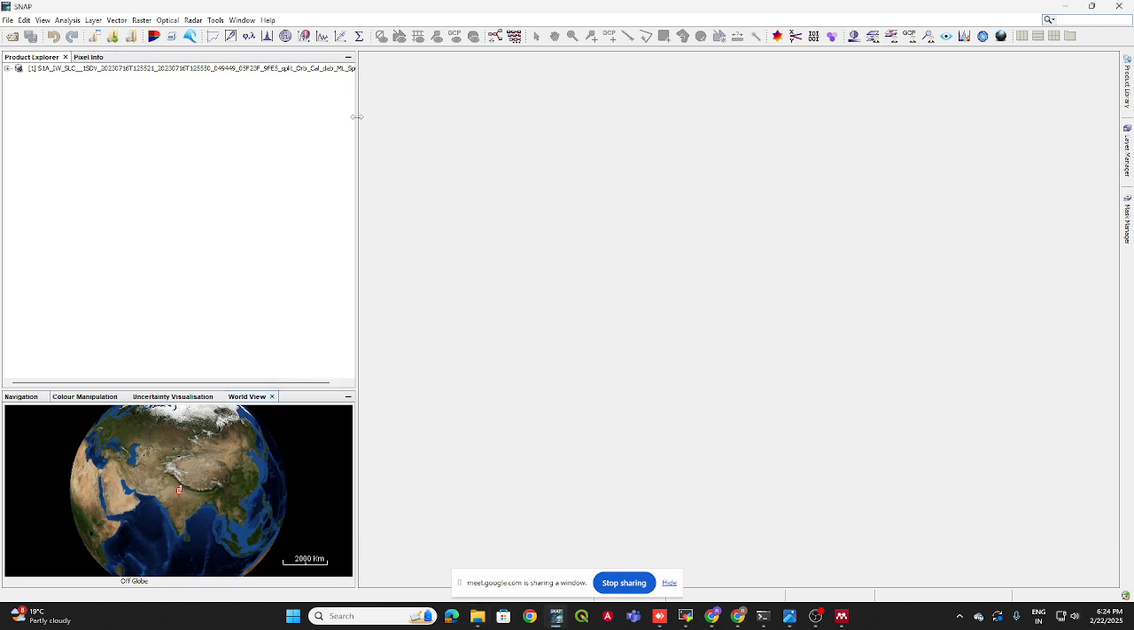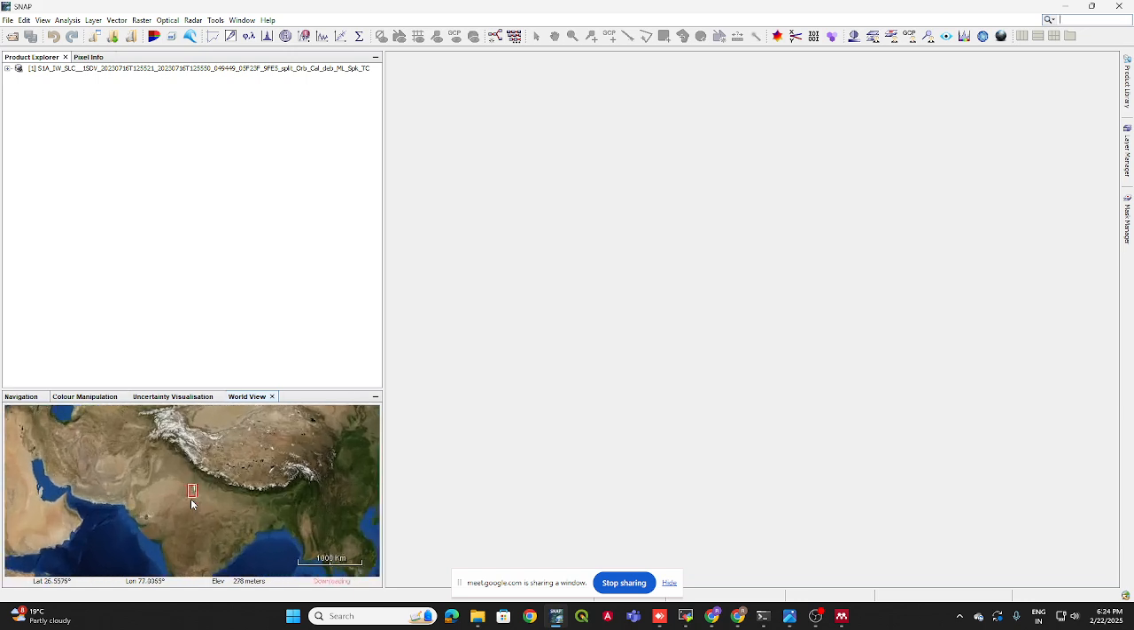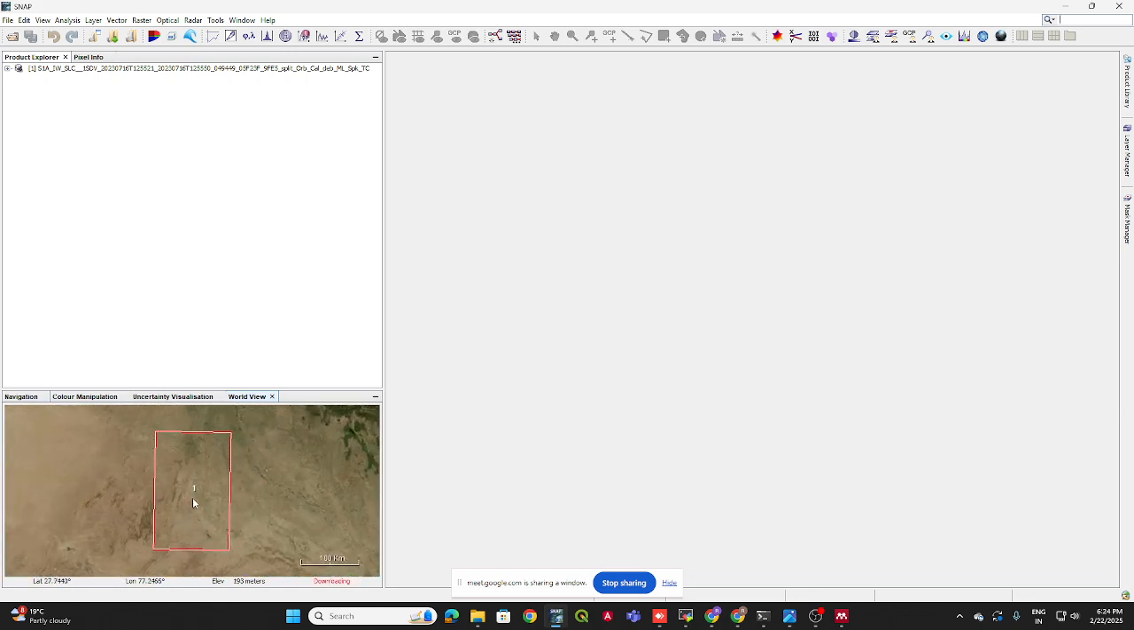Now we can see this is exported, and this is the data of Delhi. If we want to see, you can see there are two intensity bands in dB, sigma naught, that is the intensity in dB.